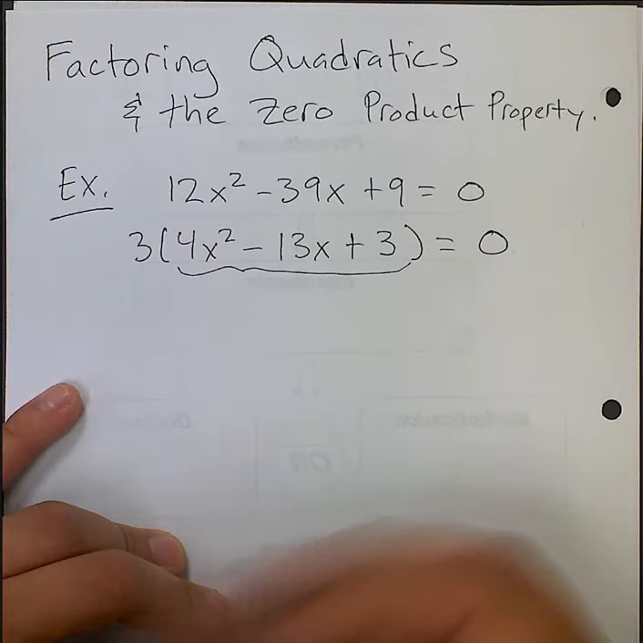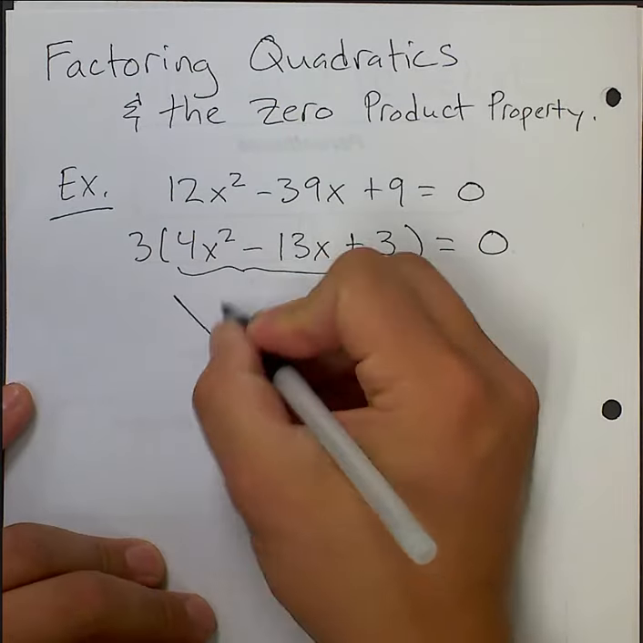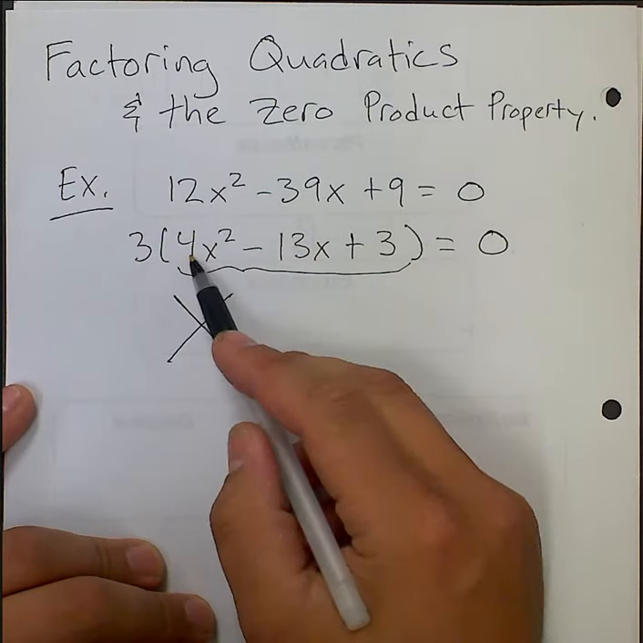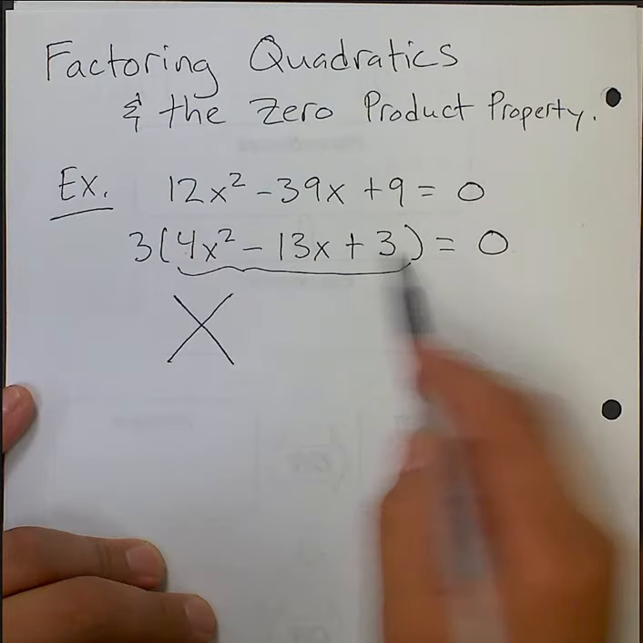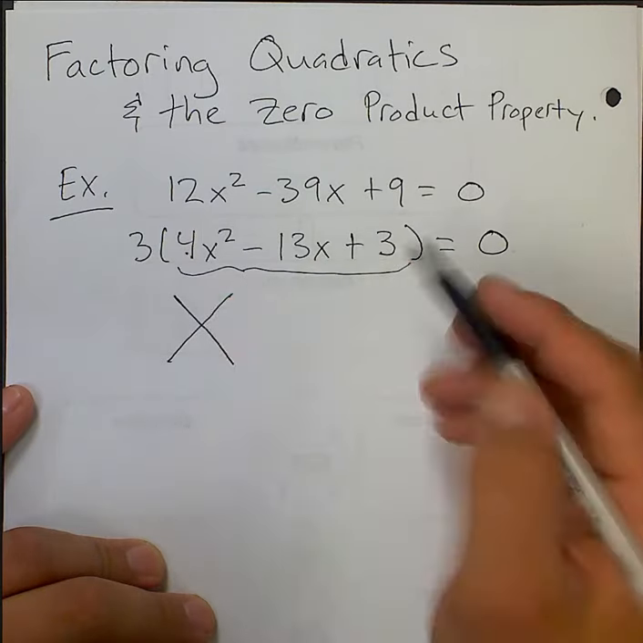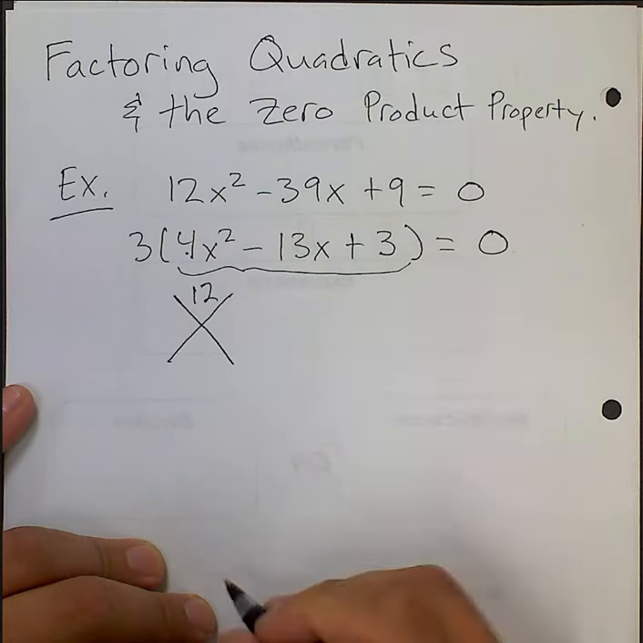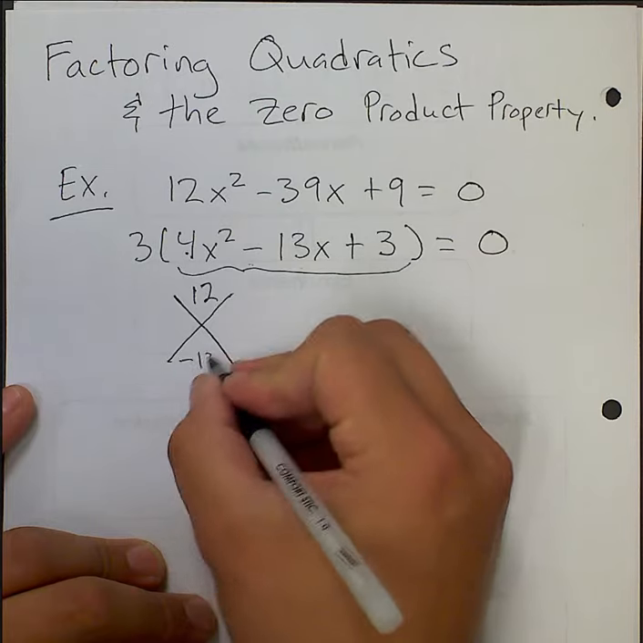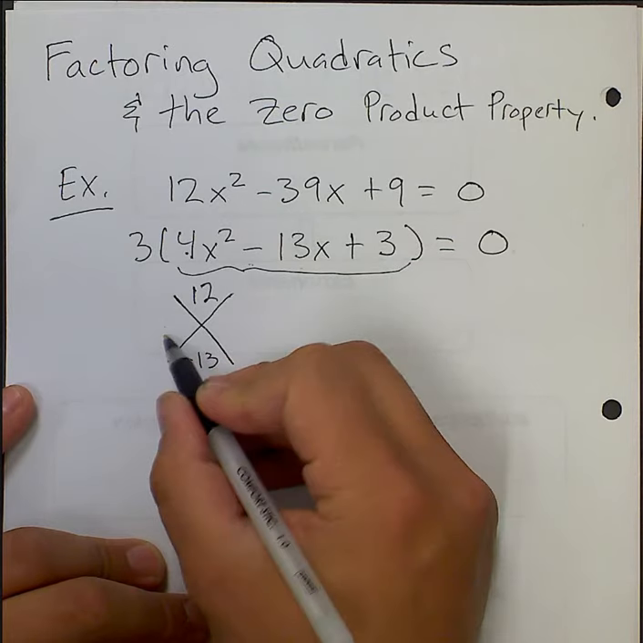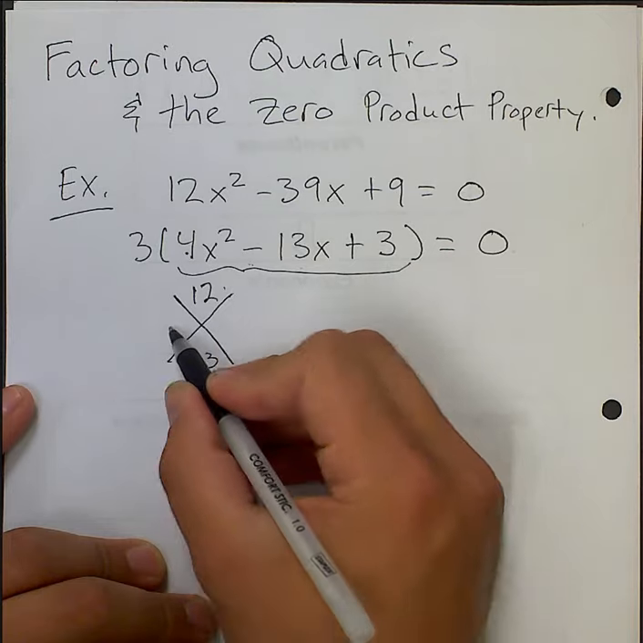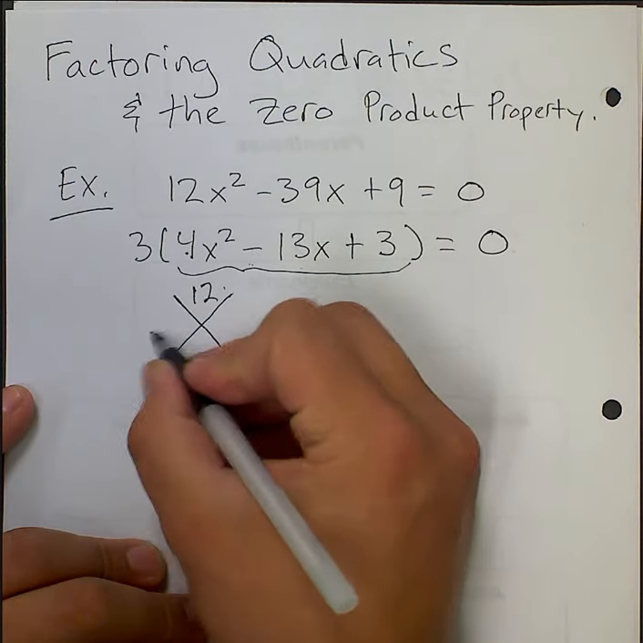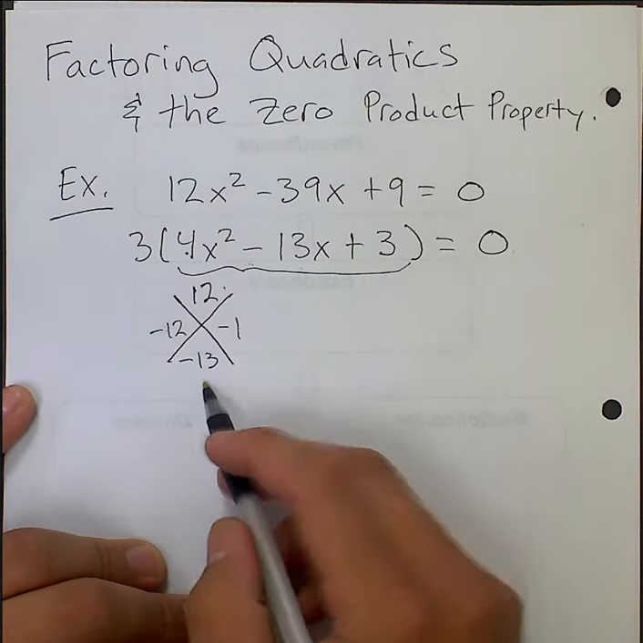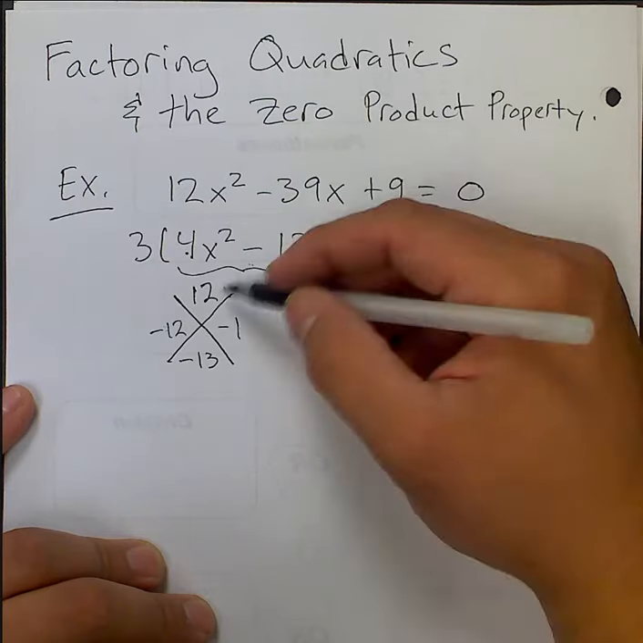In the method I'm going to show you, you make what I call a diamond. It looks like an X, but I call it a diamond for some reason. You take the coefficient of the first term times the constant: 4 times 3, that's 12. Then put the coefficient of the middle term, negative 13, at the bottom. What you're looking for is to fill in the sides: two numbers that multiply to 12 but add to negative 13. Negative 12 minus 1 would add to negative 13, and negative 12 times negative 1 would be a positive 12.